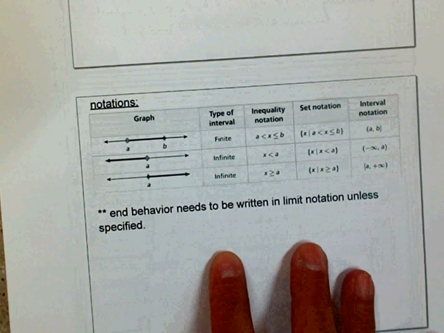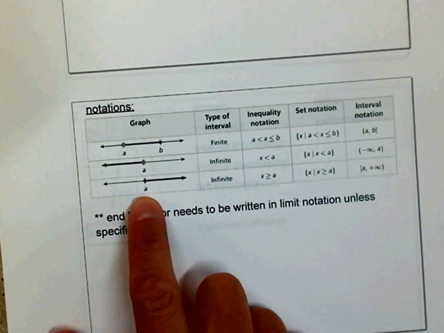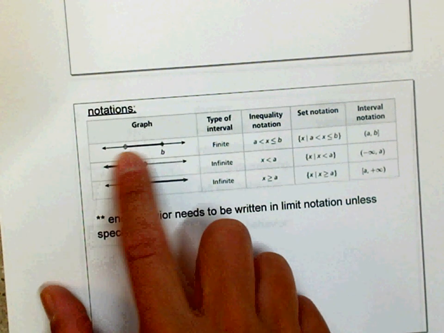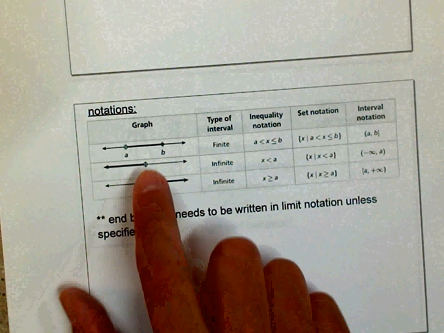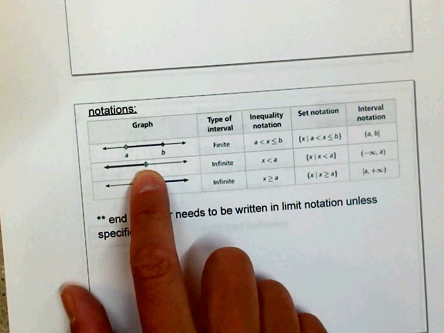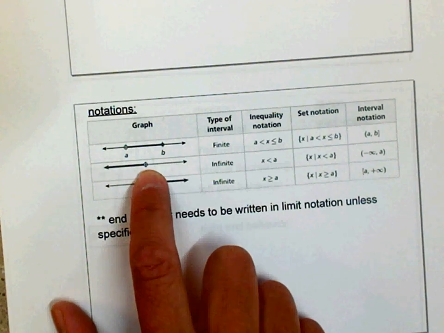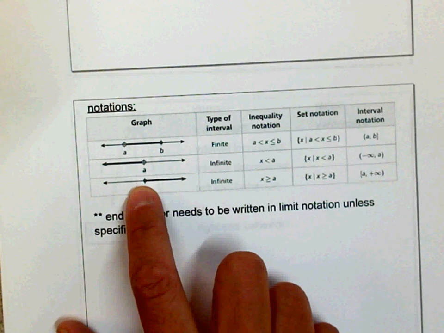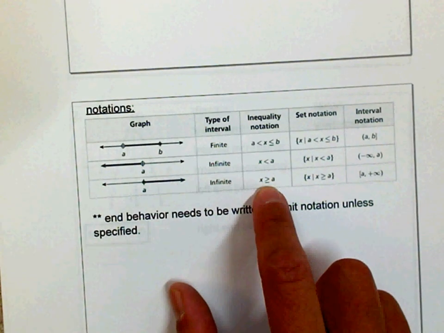All right, so here we have different types of notations. Here's a graph. Here's the type of interval. Finite means it has an end and a beginning. Infinite means one side of it goes on forever. Notice how this is open and this one is closed. Open means it is not part of your solution. Notice how there's no equal sign. Closed means it's part of your solution, so A is part of my answer. Notice there's an equal sign.